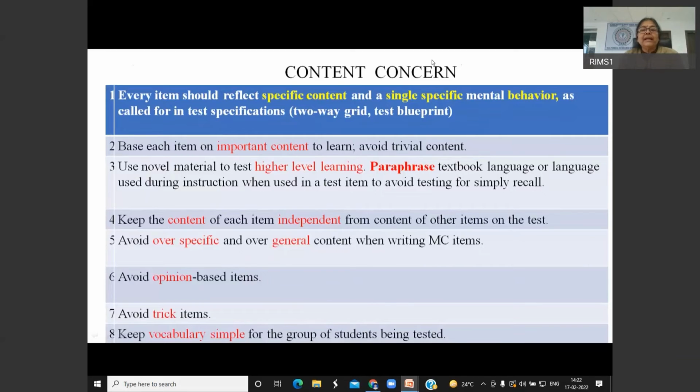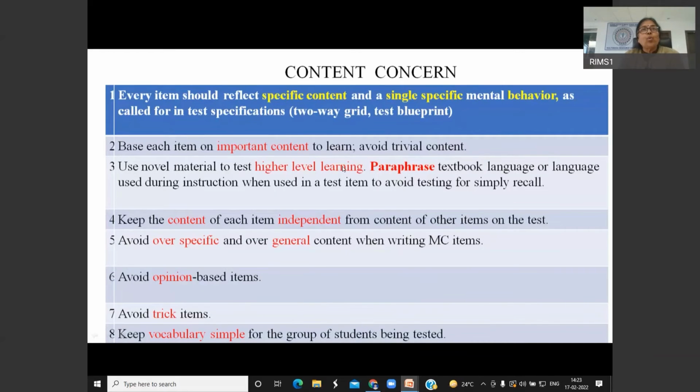Now let us come to the content concern. What they recommend is that every item should reflect a specific content and a single specific mental behavior. Means a single level of learning, whether it is the knowledge domain or analysis or comprehension. So it should be a single one, and the content should be specific. Each item should be based on important content to learn, and trivial content should not be used. Then he again says that novel material which is important should test a higher level of learning.